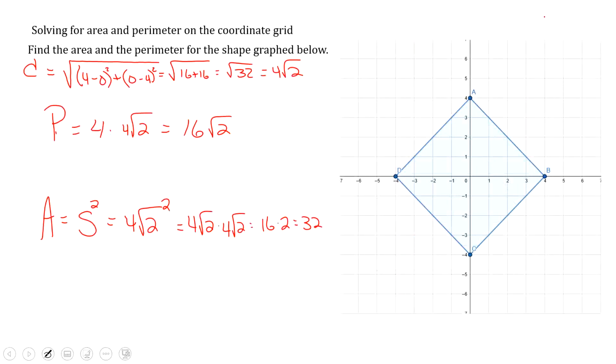So here we are. Perimeter should have been 16 square roots of 2. Again, the distance worked out, and we had to simplify that down to 4 square roots of 2. The area then is 4 square roots of 2, squared. Remember, when we square a square root, it becomes that number. So it's 4 squared times 2, or again, 32. Does that make sense to everyone? Okay.